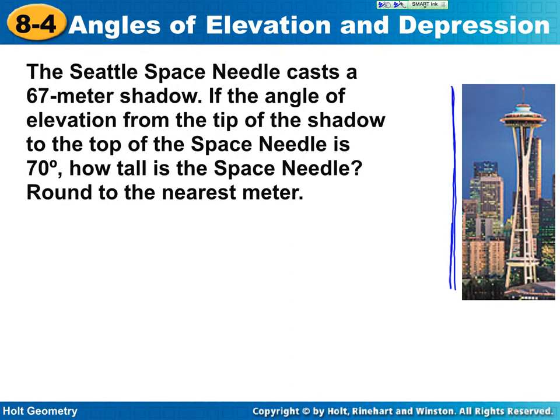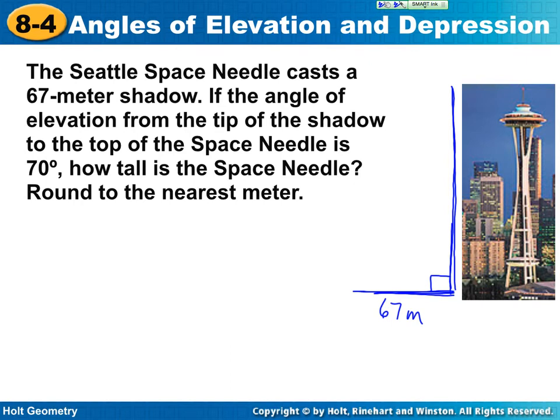Where would the shadow of the Space Needle be? Is it the slant? No. The shadow would be horizontal on the ground. So we're measuring heights perpendicular all the time. So we're forming a right angle with the shadow and the height that we want. It says it's a 67-meter shadow. 67 meters.